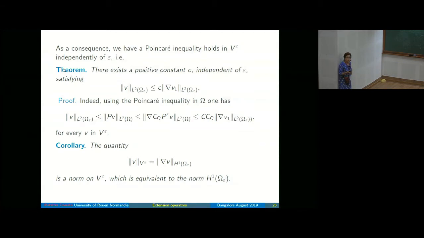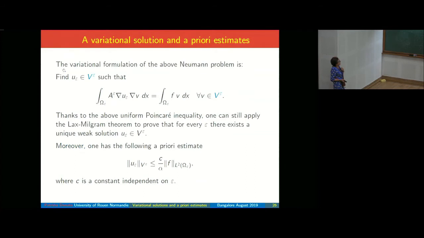So this gives the function a behavior which looks more like H10, although we have not prescribed the Dirichlet condition on the boundary. Okay, now we define the variational formulation of this problem. One can show that the variational formulation is the following: find u epsilon in V epsilon such that the integral of A epsilon gradient u epsilon gradient v is equal to the integral of f v for every v belonging to V epsilon.